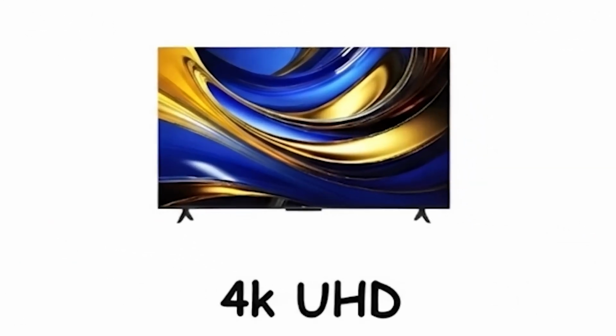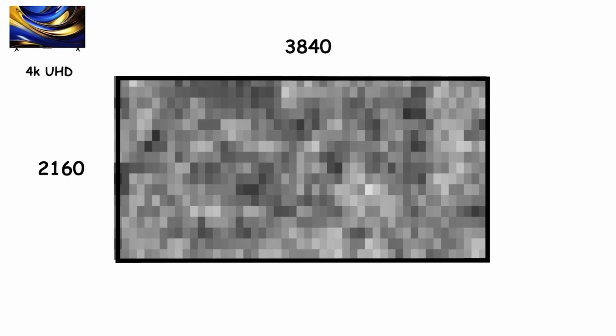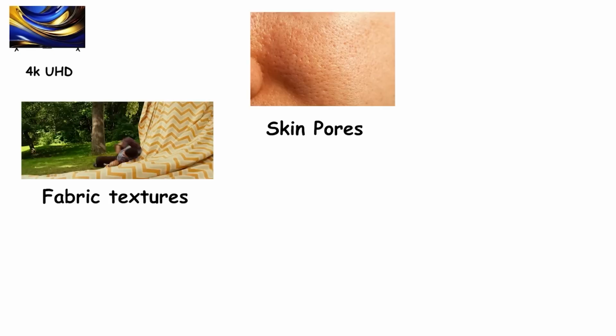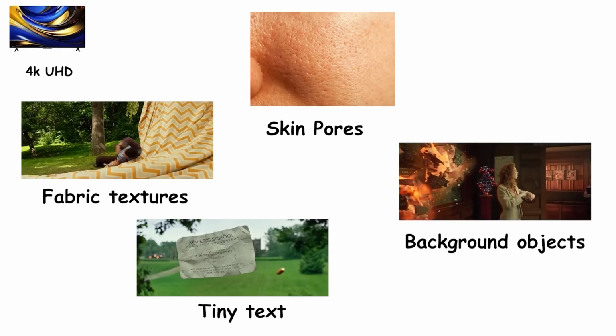4K UHD. 4K, also known as Ultra HD, has a resolution of 3840 by 2160 pixels. That's 4 times the pixel count of 1080p. And this is the point where individual pixels basically give up and disappear. You stop noticing sharpness and start noticing details. Fabric textures, skin pores, tiny text, and background objects you didn't even realize were there.